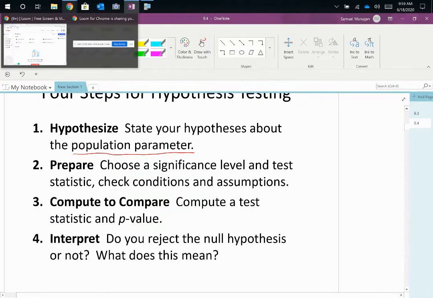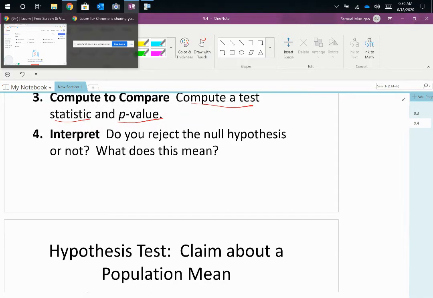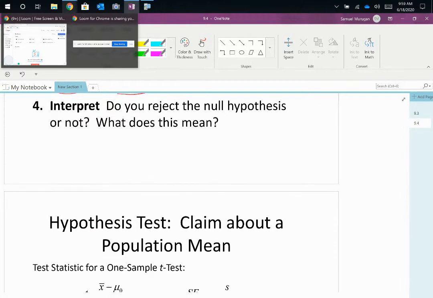Okay. Then you would prepare and choose a significance level and test statistic, check conditions and assumptions. Compute a test statistic and p-value. And finally, interpret. Do you reject the null hypothesis or not? What does this mean? Probably one of the more difficult things is to interpret the rejection of the null hypothesis.